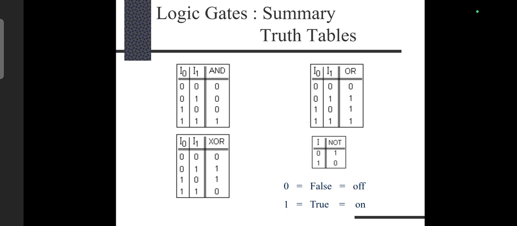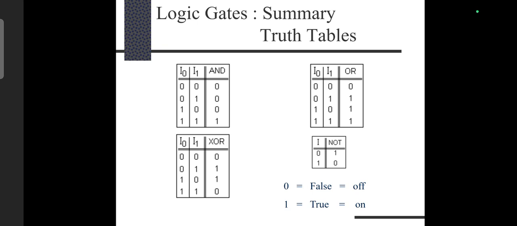Here capital I suffix 0 and capital I suffix 1 represent the inputs of the logic gates. So the output function is represented using the logic gate name.